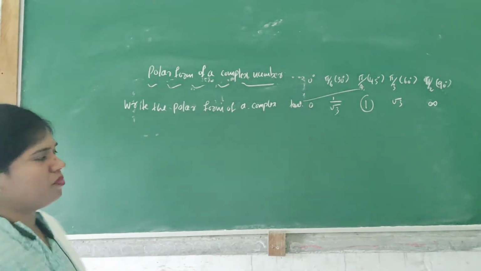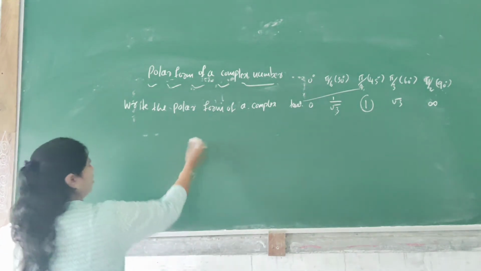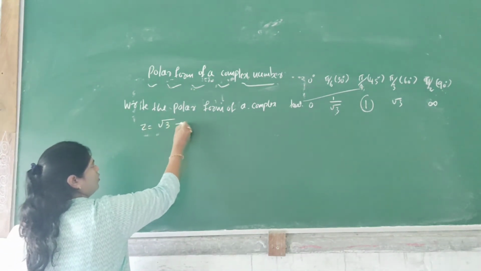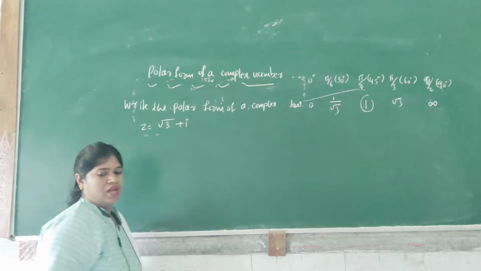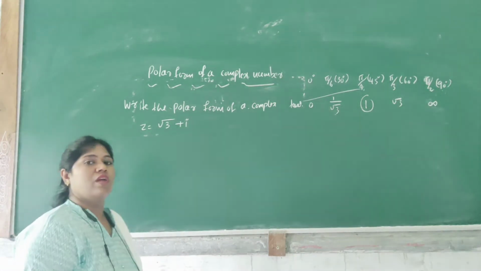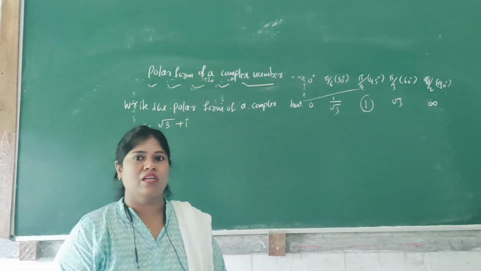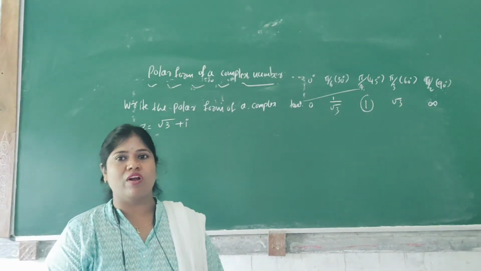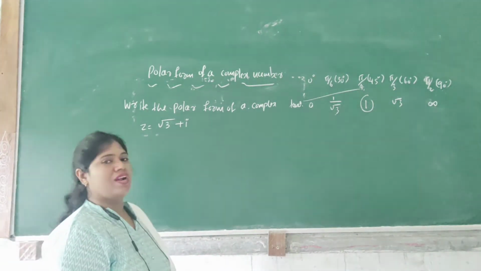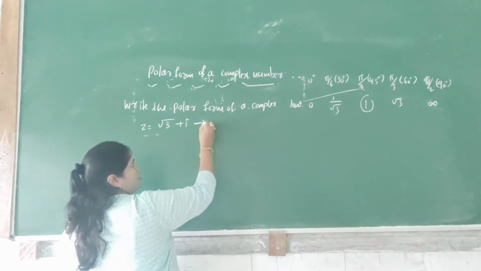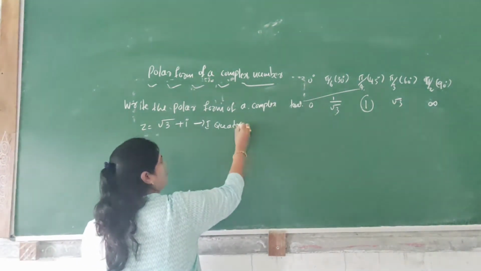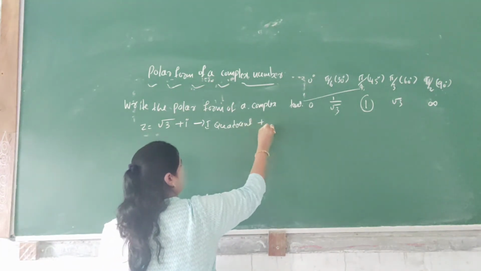Next, root 3 plus i. Write the polar form of the complex number z equal to root 3 plus i. First, what we have to check is in which quadrant this complex number lies. It lies in the first quadrant, which means plus plus.